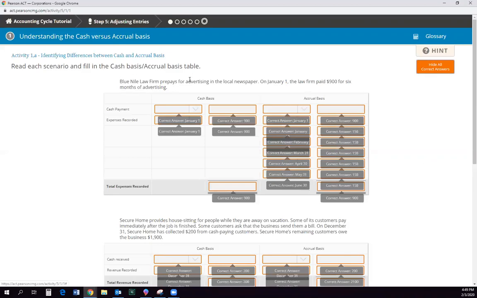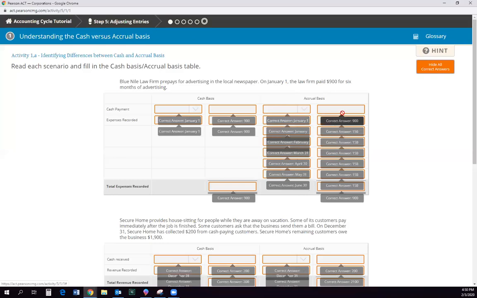So here's our example. The Blue Nile law firm prepays for advertising in the local newspaper on January 1st. The law firm paid $900 for 6 months of advertising. Under cash basis, we pay that cash payment on January 1st, and the amount is 900, and we record our expense on January 1st, and the expense recorded would be 900, because under cash, whenever we pay money, that's when we record the expense.